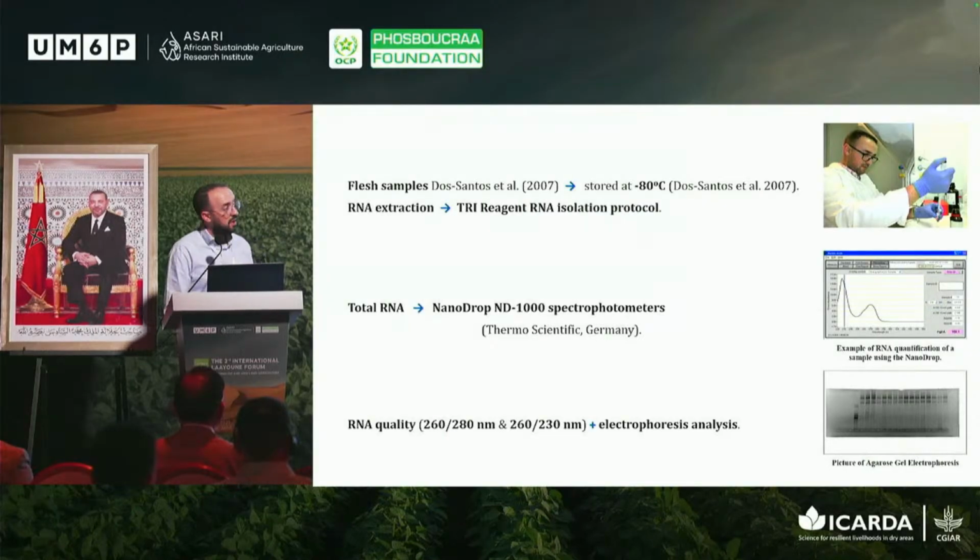The extraction was performed 2 times using the TRI reagent RNA isolation protocol, and high-purity total RNA was quantified with a NanoDrop spectrophotometer, with RNA quality verification by calculating 2 absorbance ratios and by electrophoresis analysis.